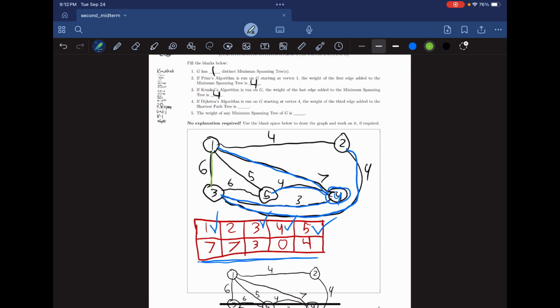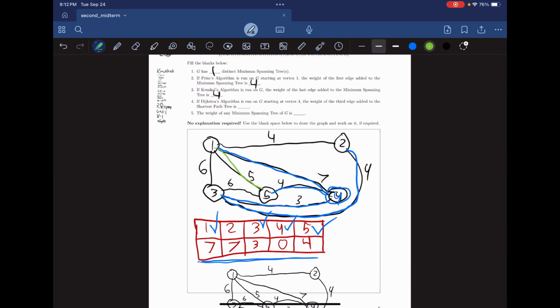1 to 3 has weight 6. The question is, is the distance to 3 less than or greater than the distance to 1 plus the weight of this edge? The distance to 1 is 7. The distance to 3 is 3. The weight of the edge is 6. So 7 plus 6, because that's greater than 3, we know that this edge is unneeded. There is already a better path for 3. So we don't add that edge.